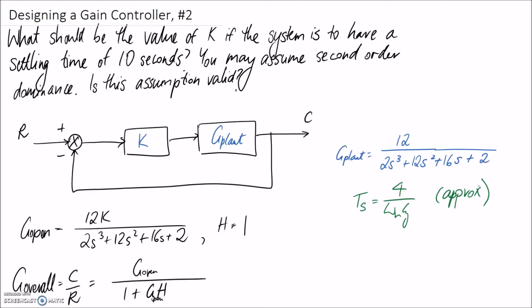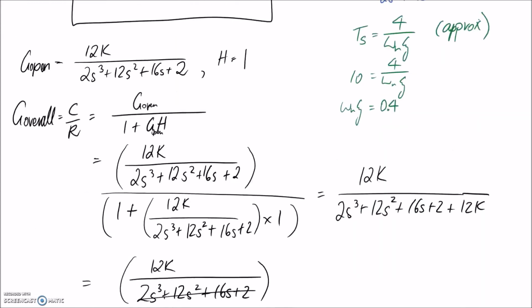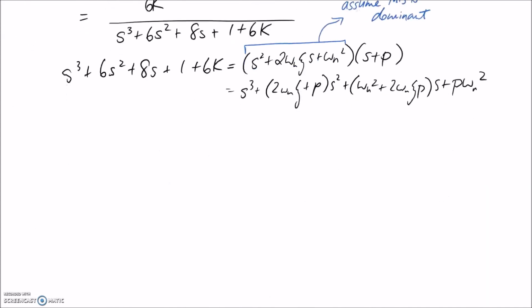So if we know that we've got a 10-second settling time, we can sub that in. And if we rearrange, we can find that omega n zeta has to be equal to 4 divided by 10, which is 0.4. So that's the kind of extra equation we have to be able to complete our set of simultaneous equations. So if we pop down here, where we're up to, we know this extra piece of information.